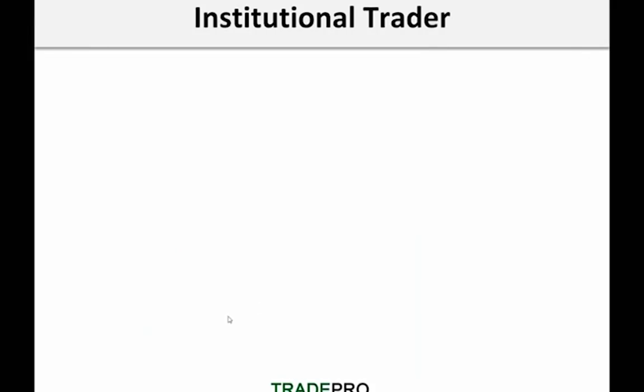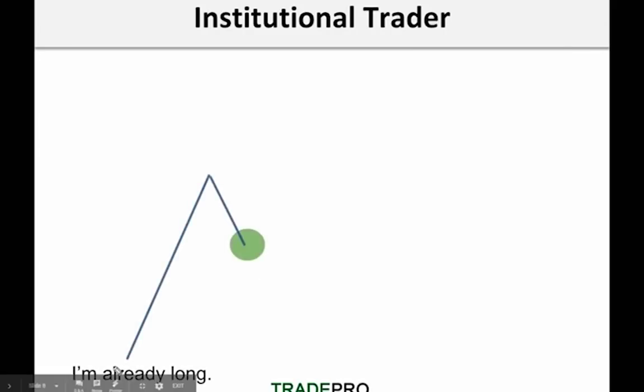Well, let's look at the flip side to that, to an institutional trader or somebody who's doing it professionally, whose job it is solely to trade. Here's how they see it. They would have already found reasons to be long. And I say this a lot in our trading room.